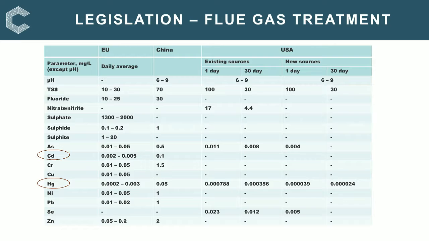So this table gives the discharge limits for wastewater from wet FGD systems, which is stipulated by the European Union, China, and the USA. The US limits are from the new 2015 emission limitation guidelines, which are currently under review. The parameters are in milligrams per litre, except for pH. As you see, the limits for mercury and cadmium in particular are strict.